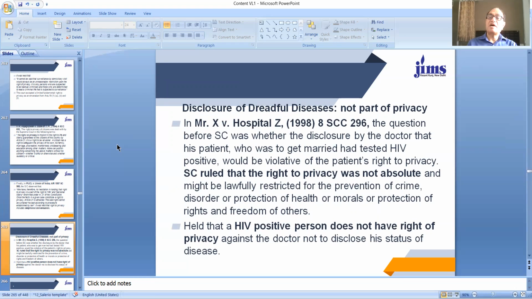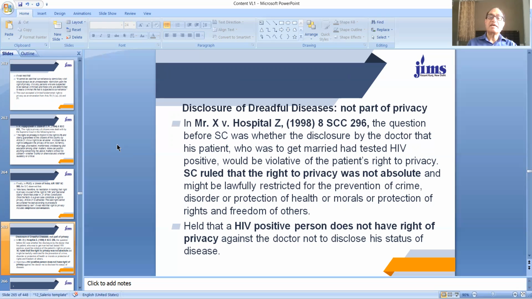Then, dear students, if I am suffering from a dreadful disease and a girl is going to marry me, she wants the doctor to disclose what ailment I have. And I'm saying that it is my privacy that you will not disclose my illness to my would-be wife. So the Supreme Court says no. Disclosure of dreadful disease is not part of privacy of the patient.